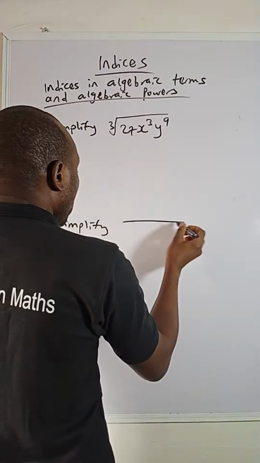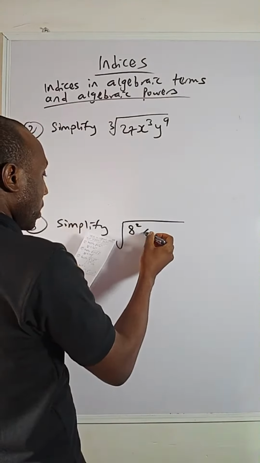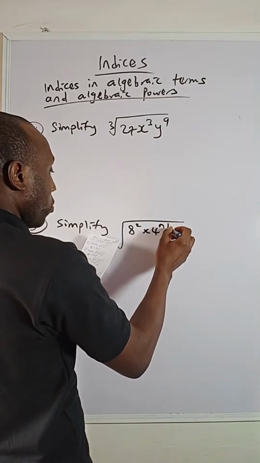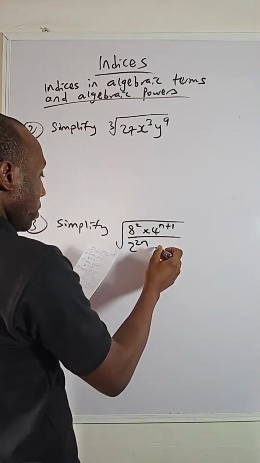So this one is the cube root of 8 squared times 4 raised by n plus 1, all divided by 2 raised by 2n times 16.